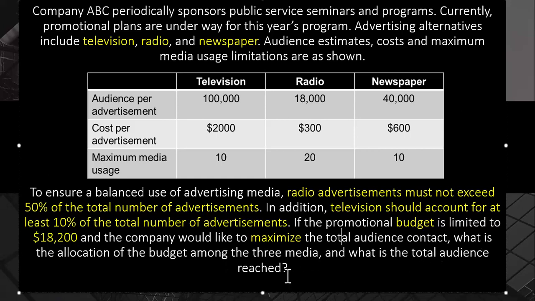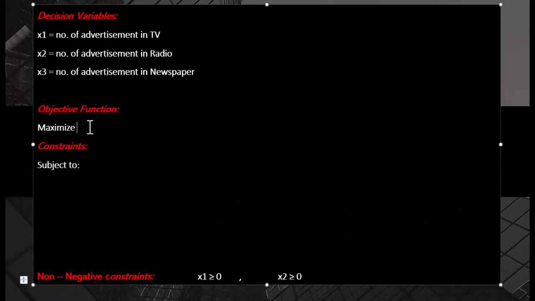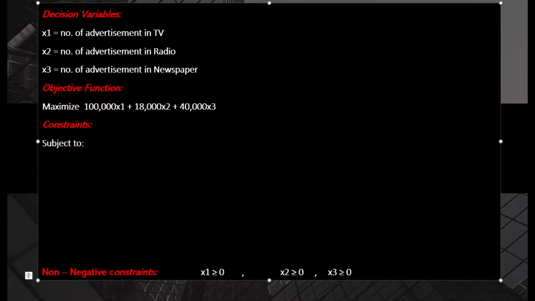So here, let's construct an objective function first. It will be 100,000 x1 plus 18,000 x2 plus 40,000 x3. Okay, now let's construct the constraints.